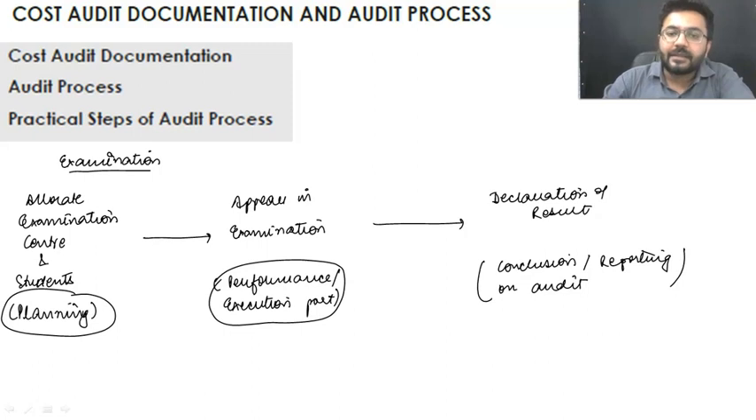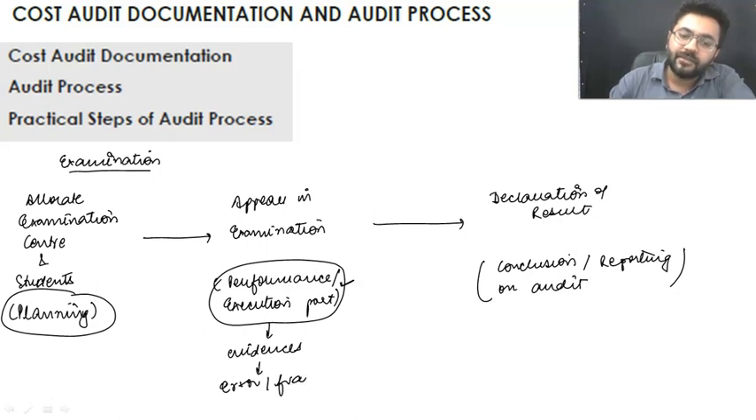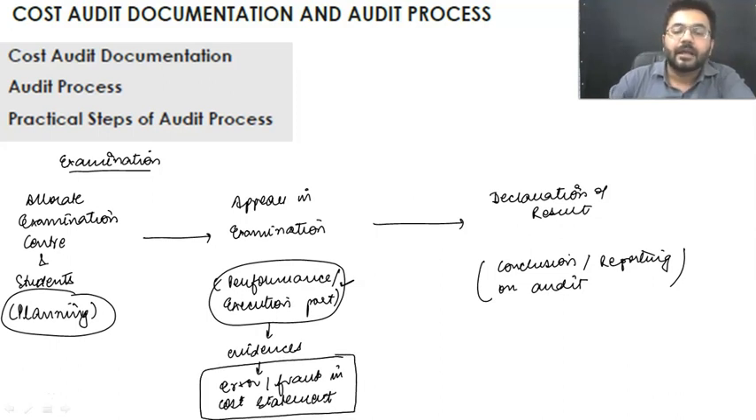Apart from that, the next part, my dear students, is all about the declaration of result. Over here, what it means is that whatever you have done, you are going to collect the evidences, in order to find out whether there is any kind of error or fraud involved in cost statements. The very first risk we have over here is: is there any kind of error, or any kind of fraud, involved in cost statements?